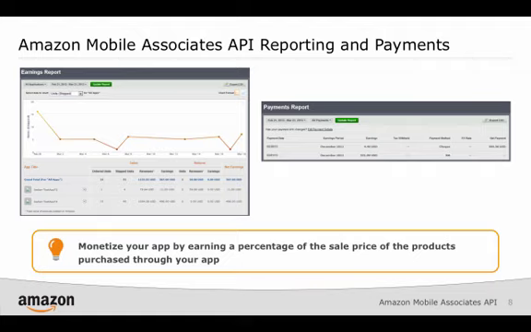Earnings and payment reports for sales through the Mobile Associates API are available in the mobile app distribution portal. After logging into your account, navigate to Reports. The earnings report will show potential earnings accrued on a daily basis. The payment report is finalized on a monthly basis and shows revenue earned for your app through MAA.